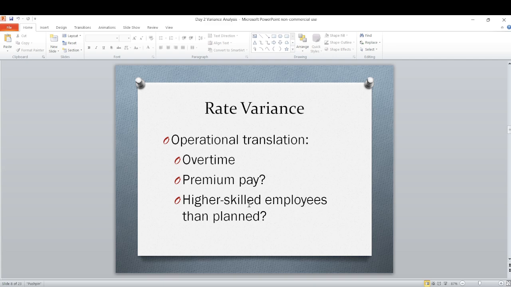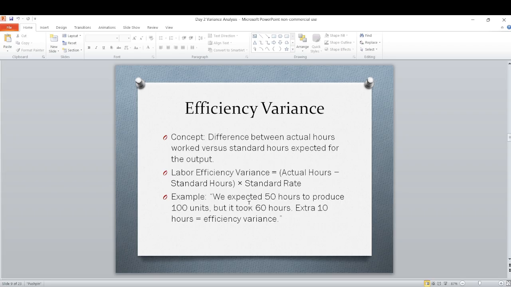Maybe overtime was required. Maybe we hired higher skilled employees. Or maybe labor laws or union contracts caused a change. Labor efficiency variance looks at the number of hours worked versus the number expected for the output produced. We expected 50 hours to produce 100 units, but it took 60 hours. An extra 10 hours times $20 equals $200 unfavorable efficiency variance.